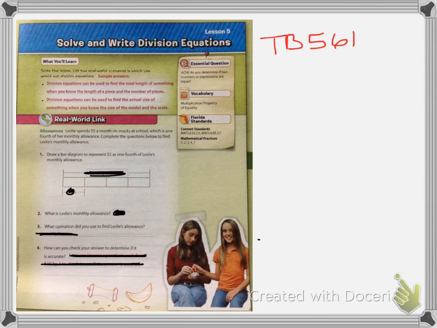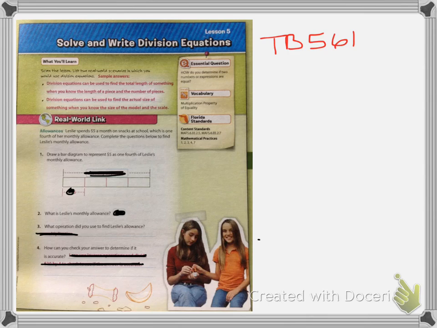And it says division equations can be used to find the total length of something when you know the length of a piece and the number of pieces. And then another says division equations can be used to find the actual size of something when you know the size of the model and the scale. So let's go ahead and dive into that a little bit further.